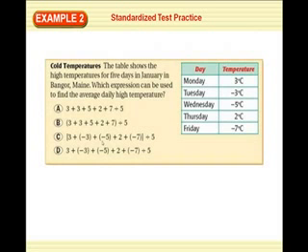The table shows the high temperatures for 5 days in January in Bangor, Maine. Which expression can be used to find the average daily high temperatures? Remember, average, you add up all the numbers and divide by the number of numbers. So every one of these is dividing by 5. You can see, because there's 5 days. Let's see which one adds the right numbers.